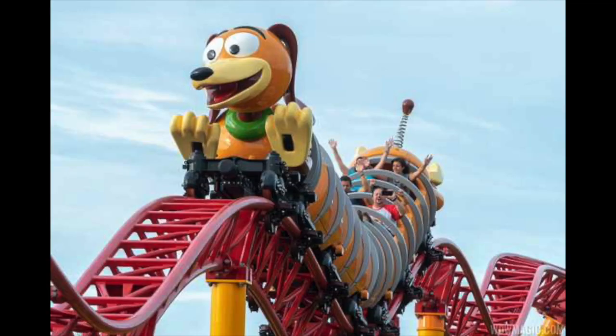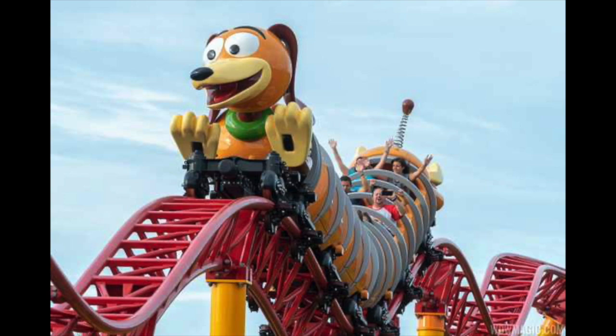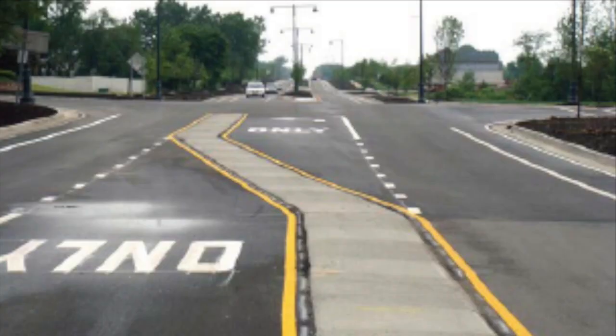You can see the pattern of a cosine wave in certain roller coasters, such as this one. So if you look at the graph and look back at the coaster, you can kind of see how the cosine wave pattern can be found. You can also see the tangent pattern in some turn lanes and roads. Now this isn't obviously repeating because it's not a perfect example, but it's an easy way to visualize it.